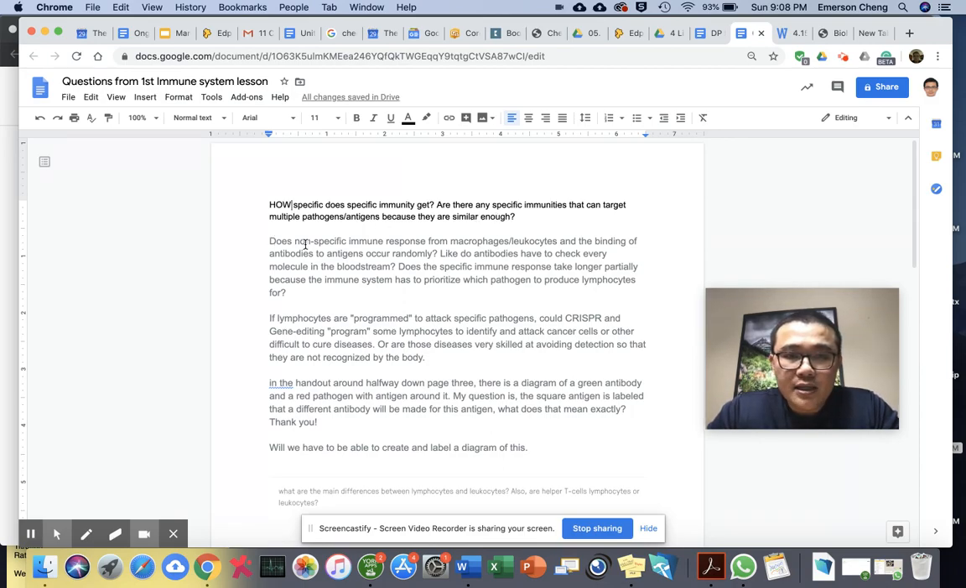Now, does the non-specific immune response from macrophages bind occur randomly? More or less, yes. We have tons of leukocytes floating around to check on these things. Do antibodies have to check molecules in the bloodstream? Yeah, they take time. Does the specific response take longer? Partially because of prioritizing, also if you look at the diagram.